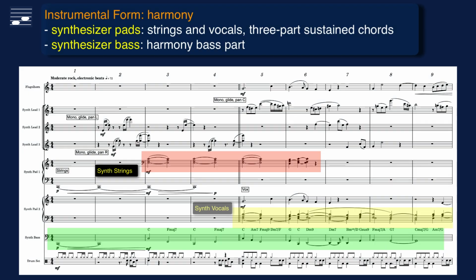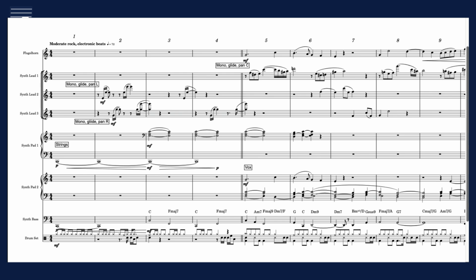The harmony is set as sustained chords and distributed over 2 synthesizer pads with strings and vocal sounds. They play the 3 upper harmony parts. The bass part goes to another synthesizer.